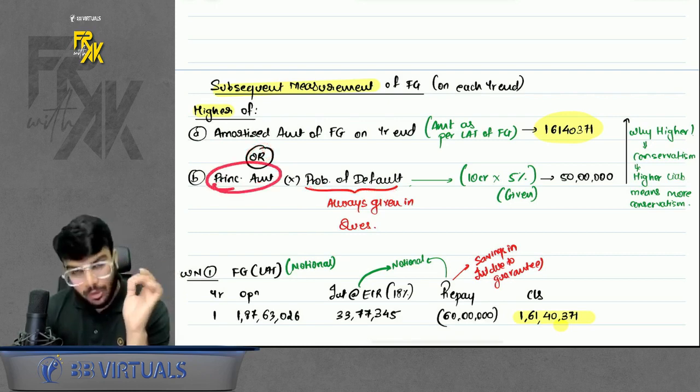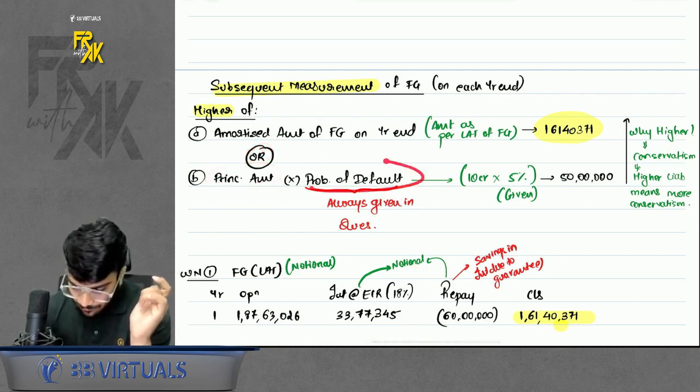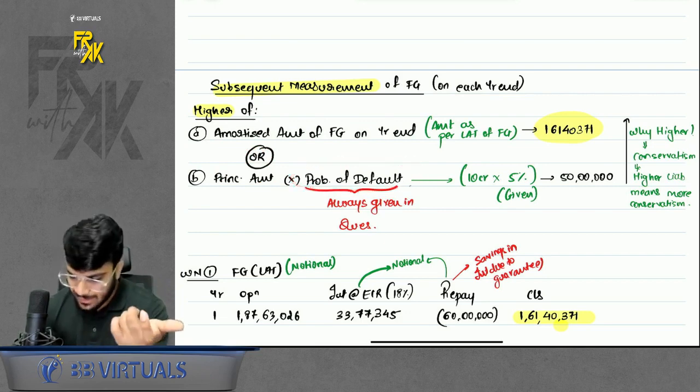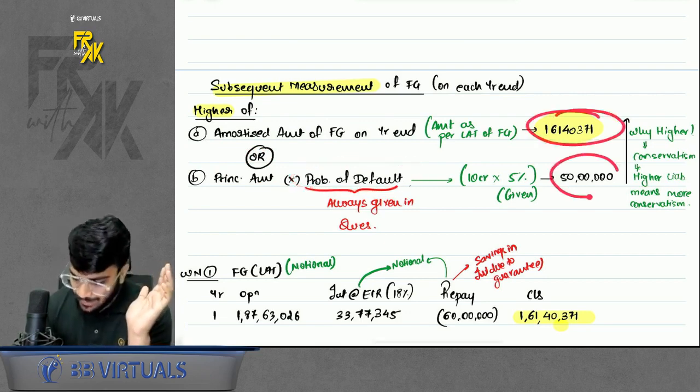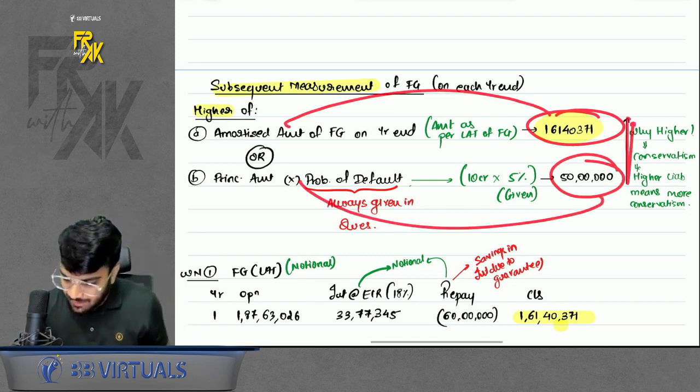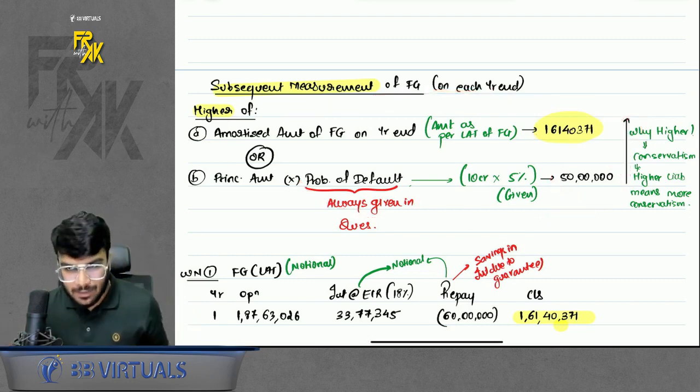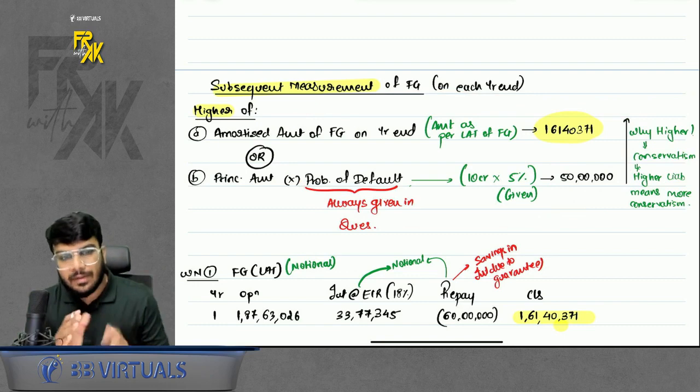Okay, the principal amount you will have in the question. The default probability will be given in the question. Use this and find the values. You will get two values, one this and one this. Whichever is higher, we have to keep it at that value. Okay, for this we will discuss in the question also.